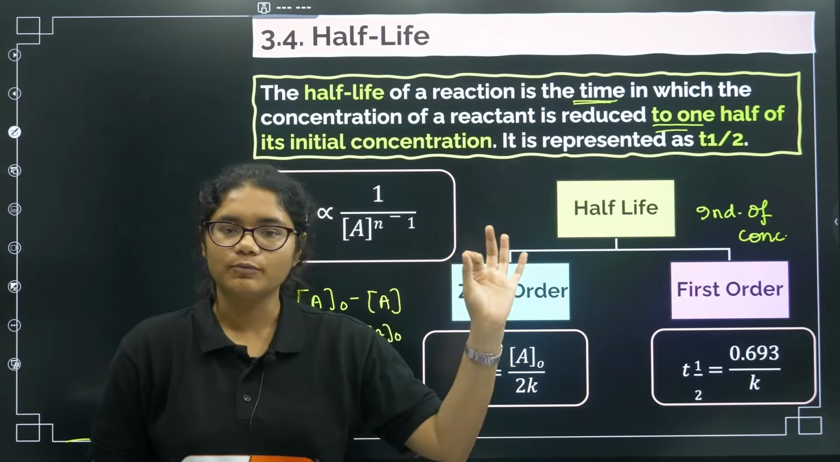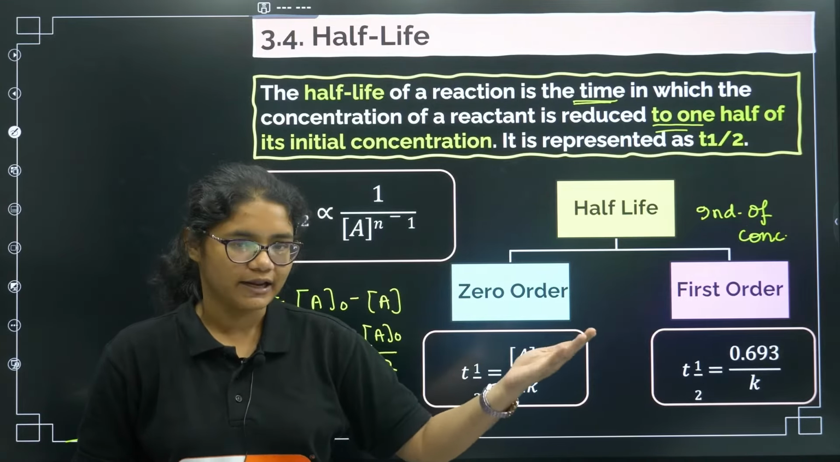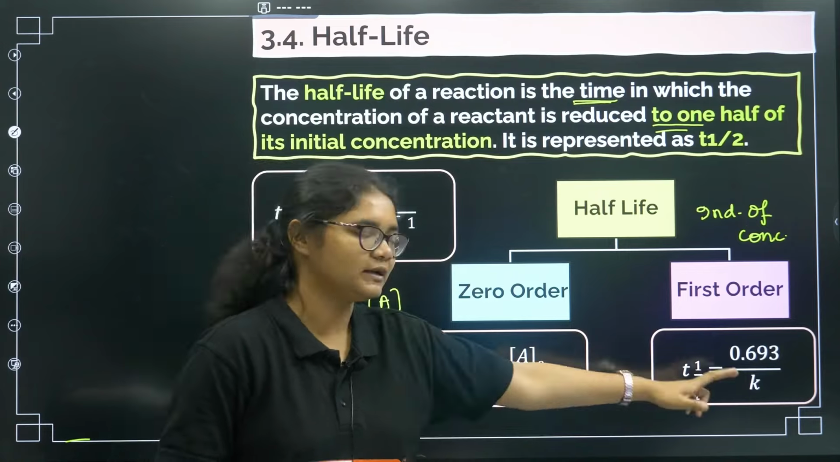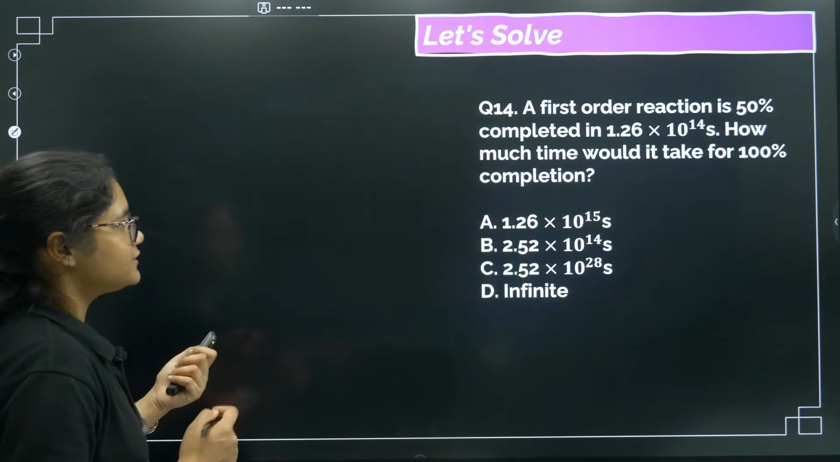kt is equal to 2.303 log A naught by A. In place of A you put A naught by 2 and then solve it, you will get the t half value, okay, fine. Now let us do a question here.